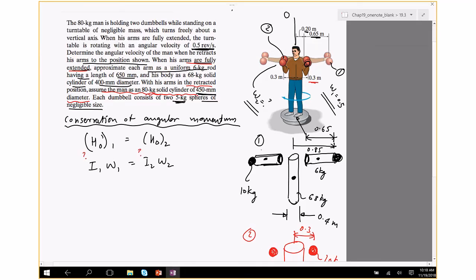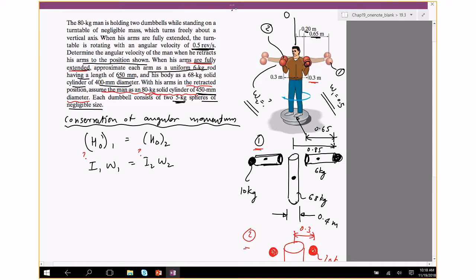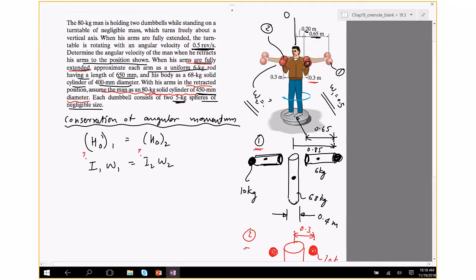So I need to find I1 and I2. What will help me is these figures, which are an approximation of the geometry and mass distribution of the person. So let's find I1, and I'm going to use the figure here. Essentially, it is five things: the body, the two arms, and the two dumbbells, which constitute the inertia I1. So let's find the inertia one at a time. Let's start with the body.